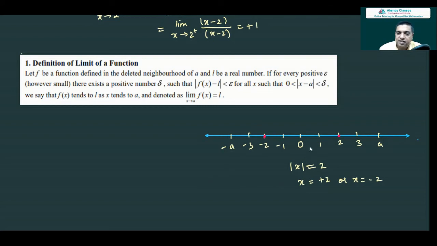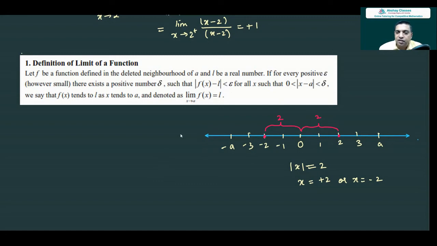So mod x can mean, you can take it as the distance of this point from the origin, which is 2. This distance is also 2. So mod x refers to that point which is at a distance from origin. And what is that distance? Mod x equal to 2 means that distance is 2. So you get 2 points, 2 and minus 2.